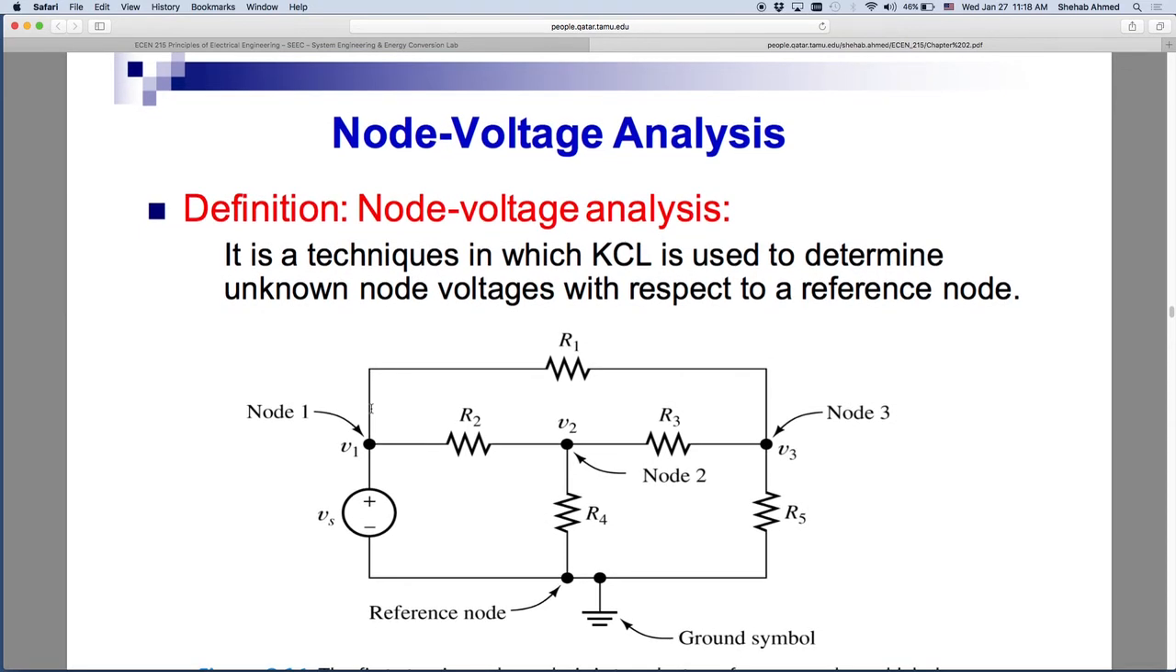So let's say I would like to find the current through R4. How would you do that? You're given the values of all the resistors, and you're given the voltage source. And I want to find the current through resistor R4. How would you do it with what you currently know?